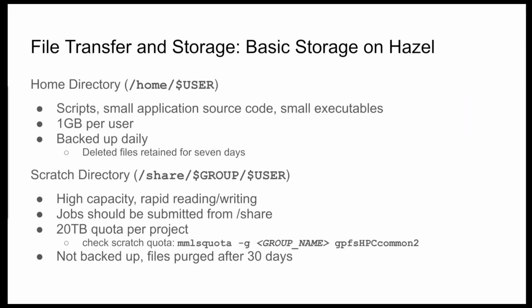Every user on the cluster will start with access to 2 basic storage options on Hazel. The first is your home directory. This is your landing zone. This is where you will automatically start when you log in, and it's where a lot of hidden configuration files exist that help you have a consistent environment each time you start up. This is a good place to store things that you need long-term, but they don't take up a lot of space. Things like important scripts, small application source code, or executables are great things to store in your home directory.